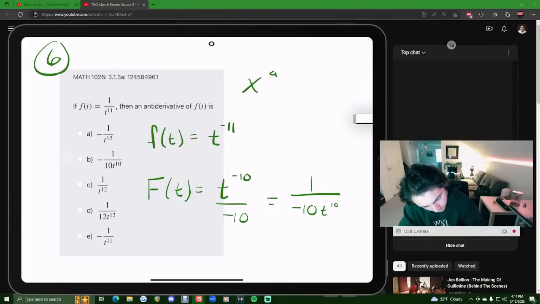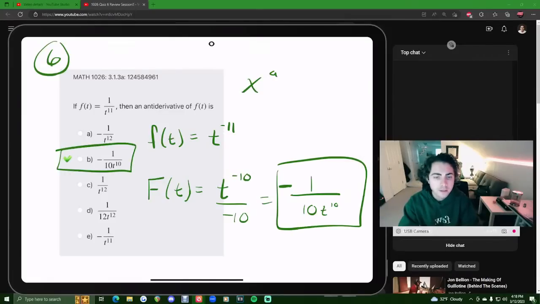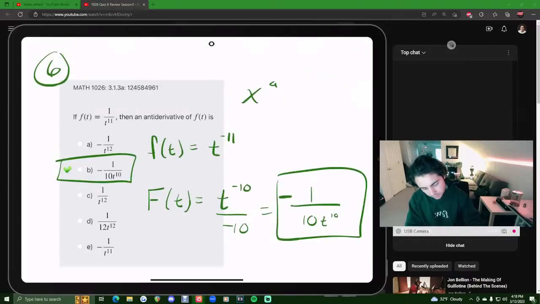And the negative, we can probably just bring out in front or put it up top. But something like this is what we're looking for. Negative 1 over 10 t to the 10th. That is option B. That was a little demonstration in reverse power rule. So we add 1 to the exponent and divide by whatever that new exponent is.